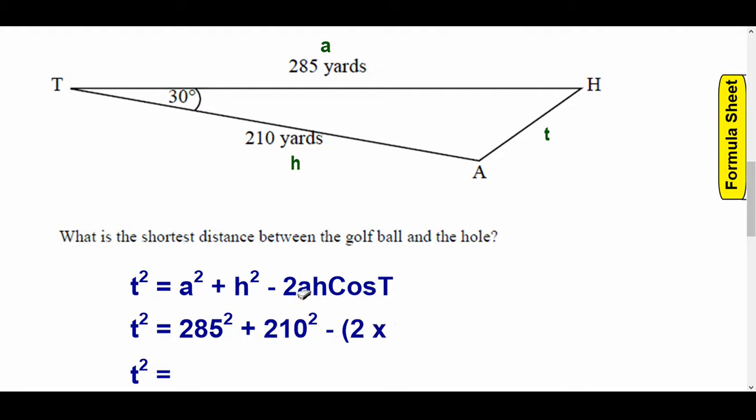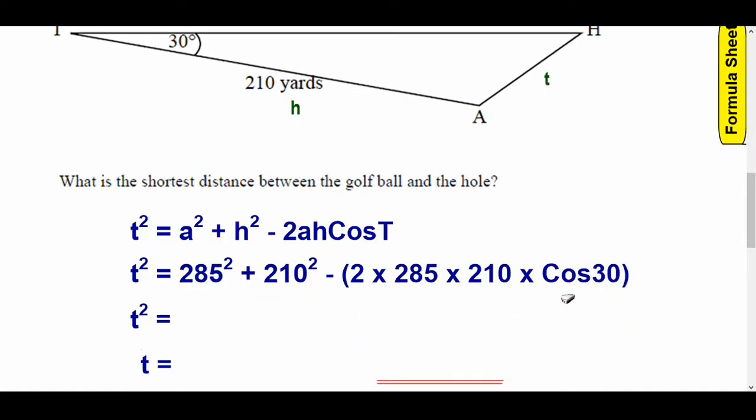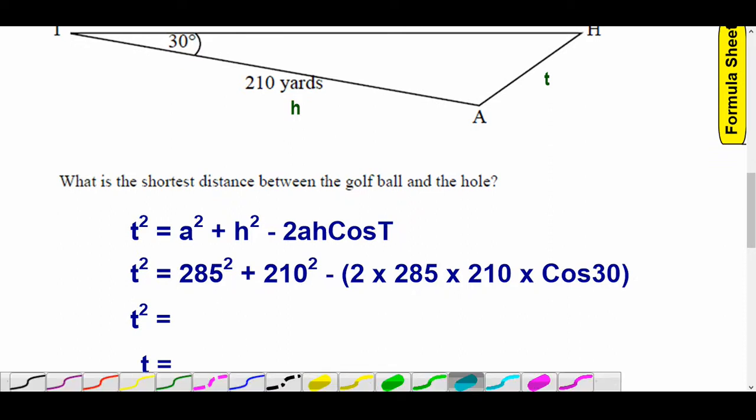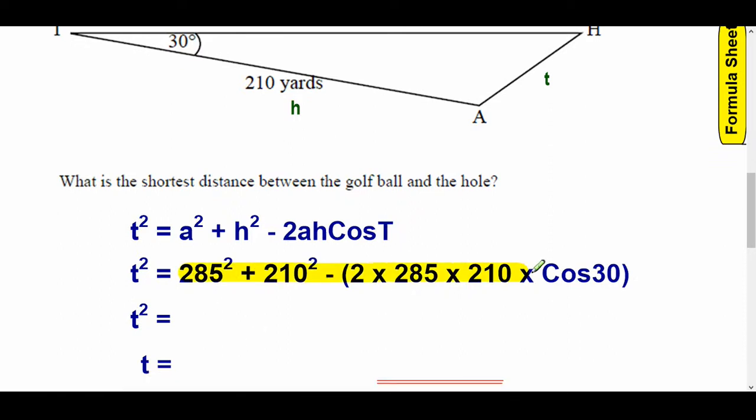2 times A, 285, times 210, times the cos of this angle here, which is 30. Again, type all of that in, see all this bit here, exactly like that, into your calculator, and it should pop out with an answer like this, 21,661.75. Now that gives us t squared.